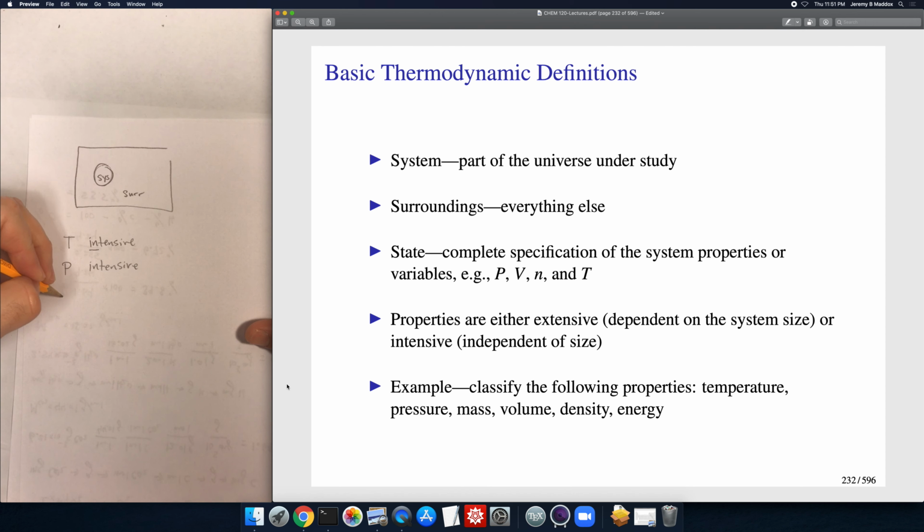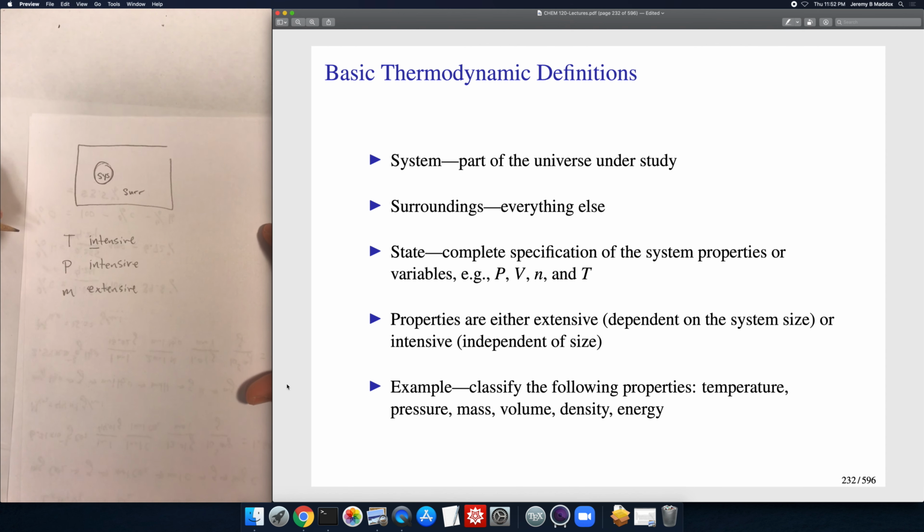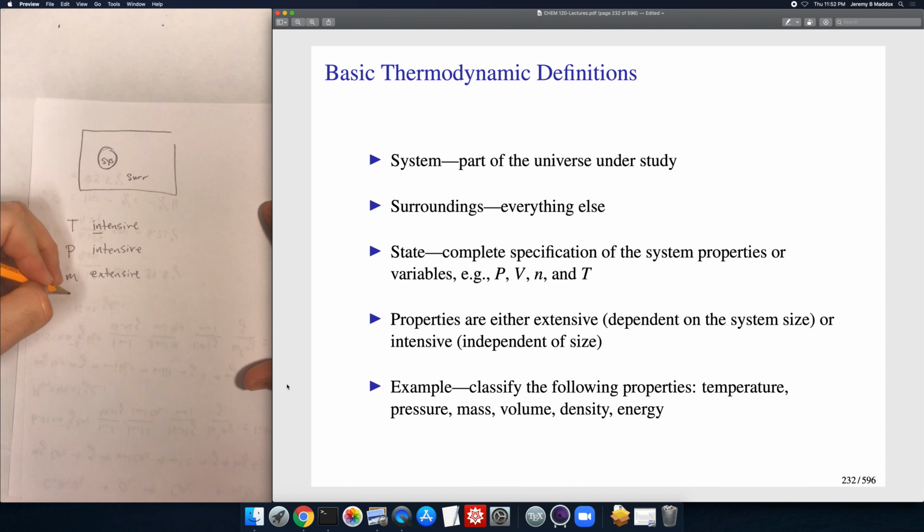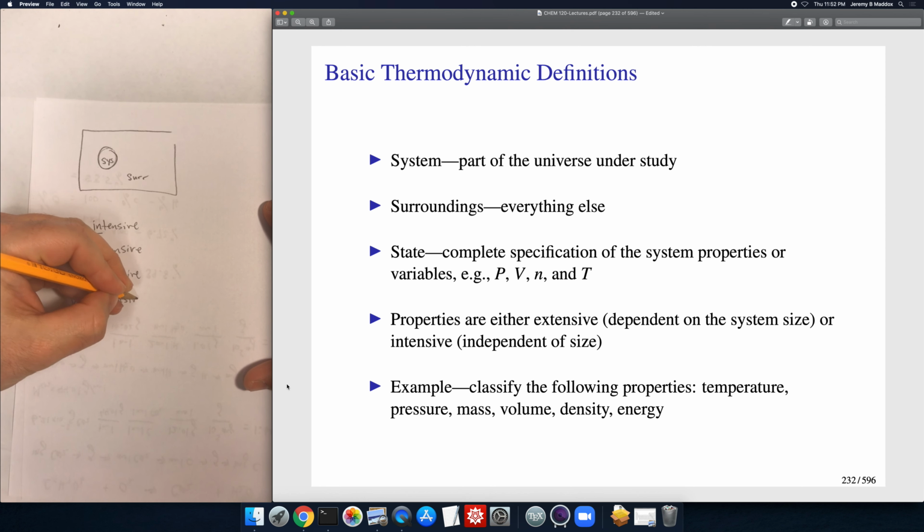Mass is a bit easier, right? If you take a glass of water and you double the amount of water in the glass, the mass will increase. So mass is an extensive quantity. It does depend upon the size of the system. What about volume? Well, if you take that volume of water and you double it, the volume is also going to double. So volume is an example of an extensive quantity as well.